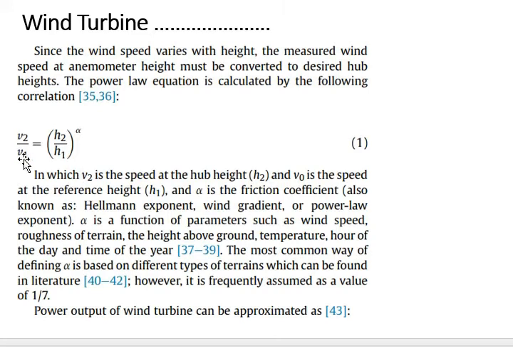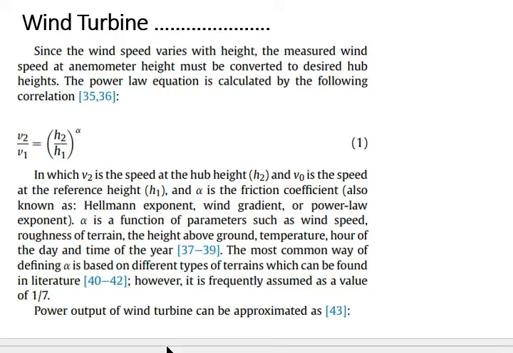So this is the formula. V1 over V2 equals H1 over H2, where H1 is your reference height, and V2 is your new velocity at that specific height, raised to the power alpha, where alpha is a constant, a parameter of the wind. Different literature and different techniques use different values. However, the frequently assumed value of alpha is 1/7.